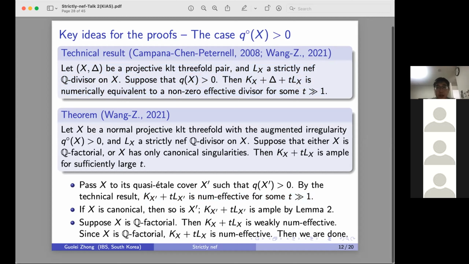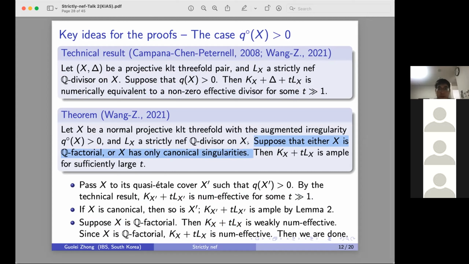And another case is the Q-factorial case. So if X is Q-factorial, then we know the Kx prime plus TLX prime is numerically effective. So the push forward Kx plus TLX is weakly numerically effective. Sorry, I don't intend to introduce the weak numerical equivalence, but by a theorem proved by De-Qi Zhang in his paper, if X is Q-factorial, then the weak numerical equivalence is equivalent to the numerical equivalence. So since we assume X is Q-factorial, then the downstairs Kx plus TLX is still numerically effective. Then we are done. Okay, so I don't like this condition. I hope that by studying the non-Q-factorial case in our previous lemmas, from nefness to ampleness, we can drop these conditions.